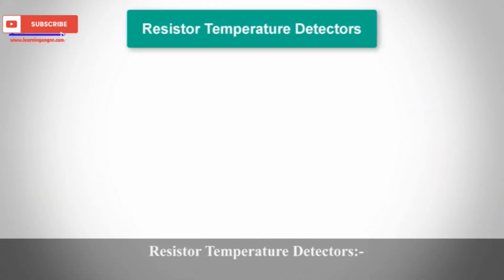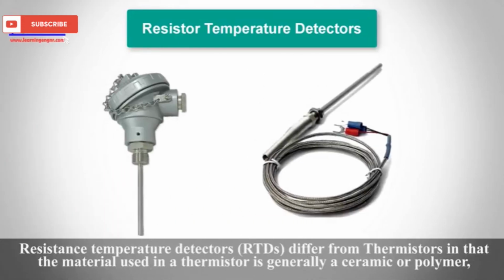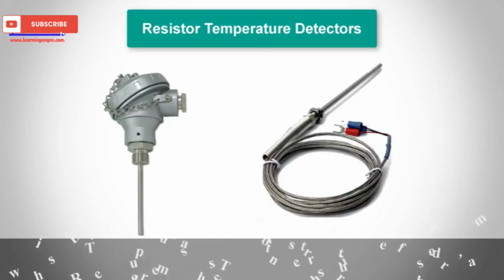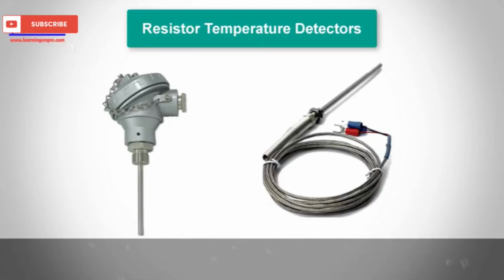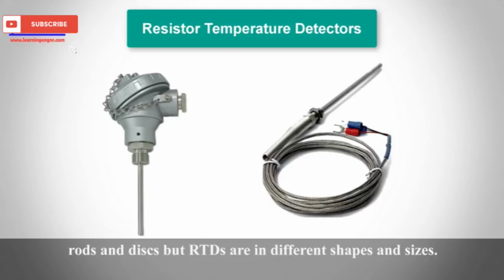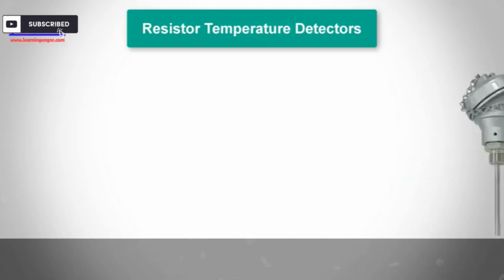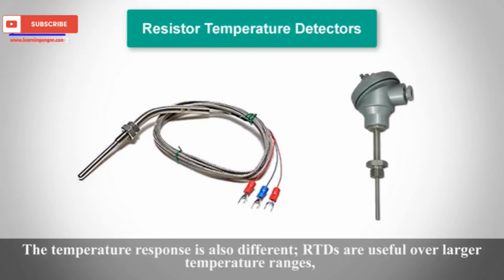Resistor temperature detectors. Resistance temperature detectors, RTDs, differ from thermistors in that the material used in a thermistor is generally a ceramic or polymer, while RTDs use pure metals. The thermistors are in the form of beads, rods and discs, but RTDs are in different shapes and sizes. The temperature response is also different.